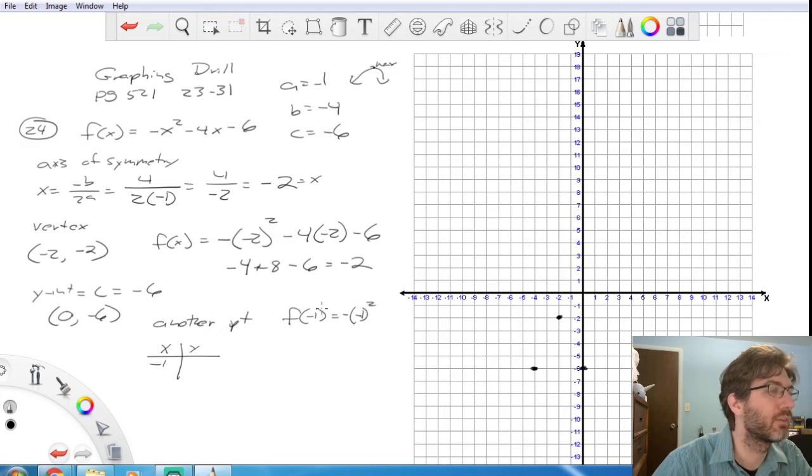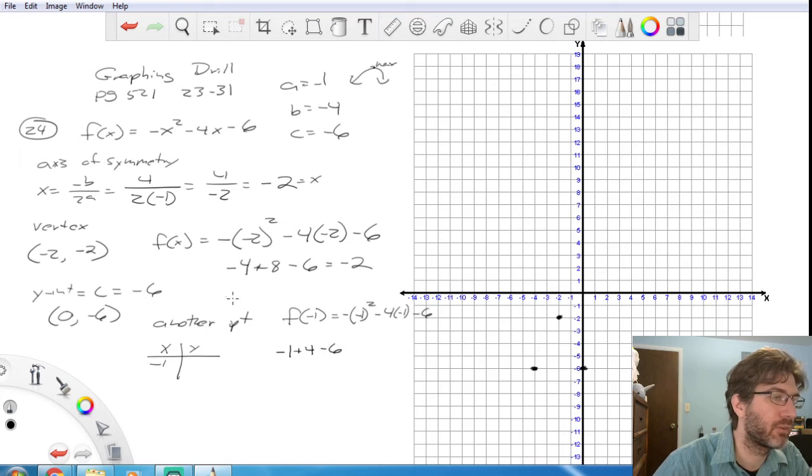The negatives are going to be dealt with like that. And 4 times -1 and -6. -1 squared is +1, then we make it negative, so that's -1. Then -4 times -1 gives you a +4. And then we have a -6.